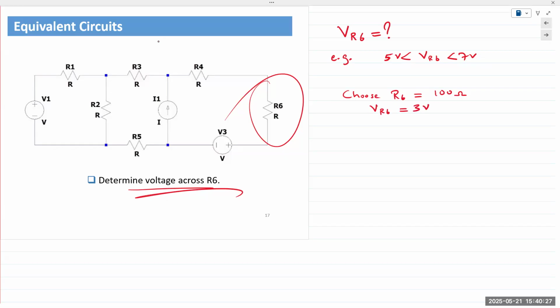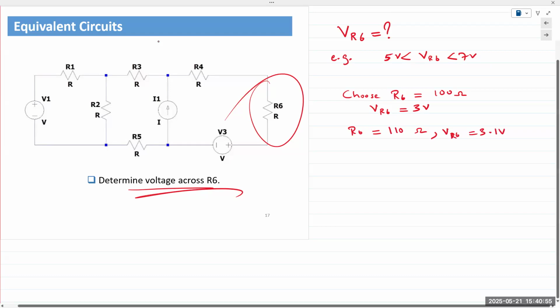So you pick another value for R6 and perform the analysis all over again. Second choice for R6, let's say you choose 110 ohms. And now your VR6 is, let's say, 3.1 volts. Not much difference. So you have to pick another value.